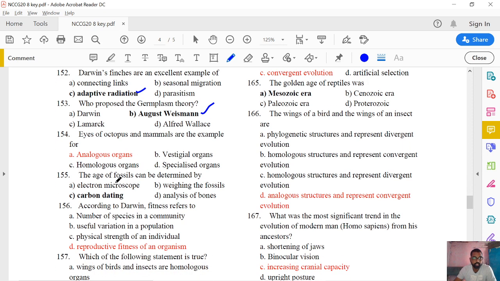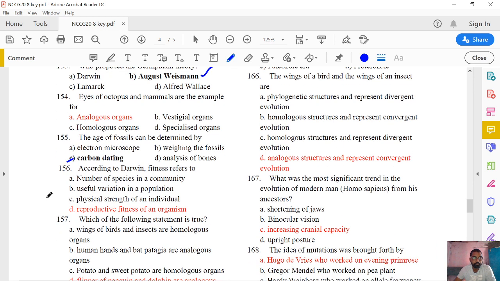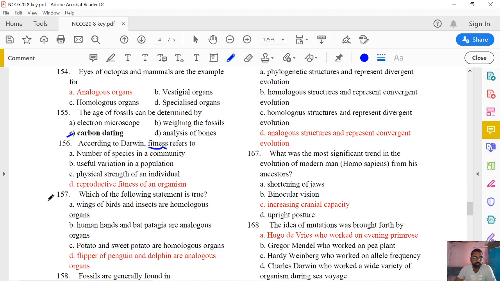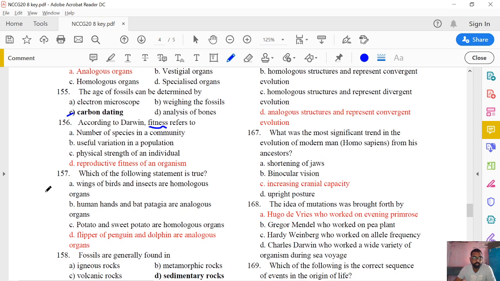The age of fossils can be determined by carbon dating. According to Darwin, fitness refers to what? Fitness, according to Darwin, is nothing but reproductive fitness only. Which of the following statements is true?